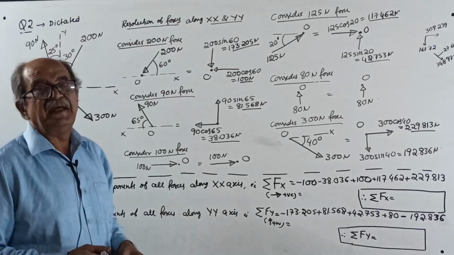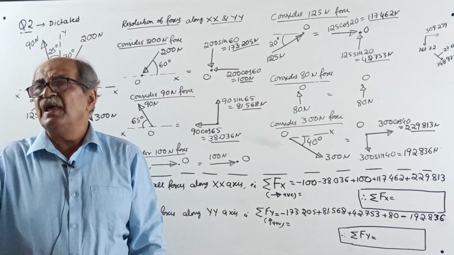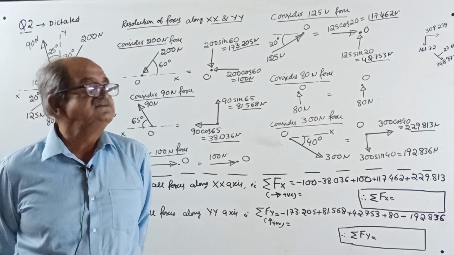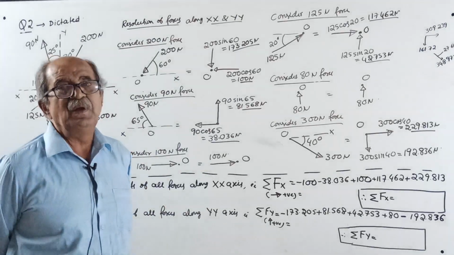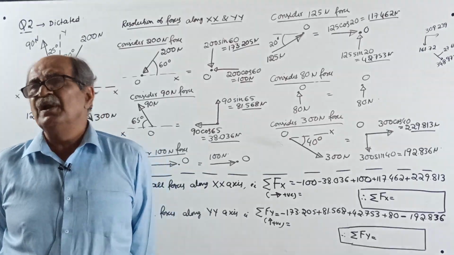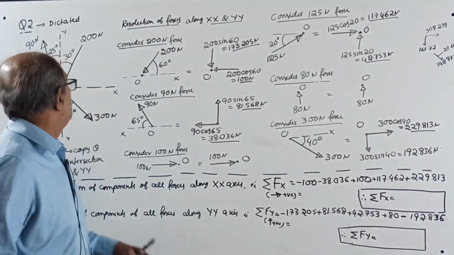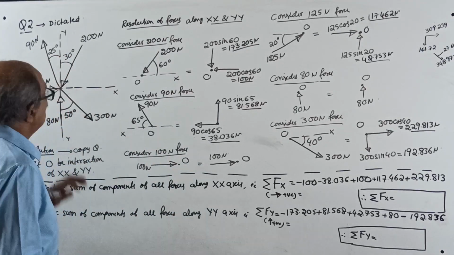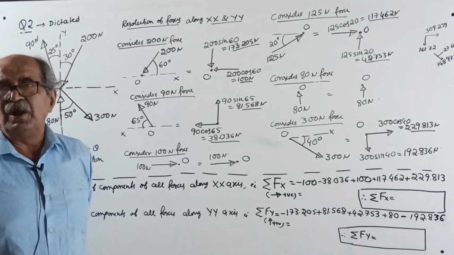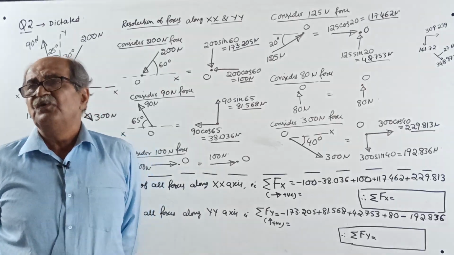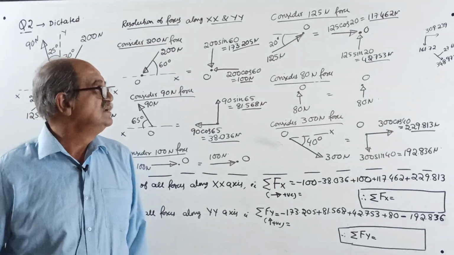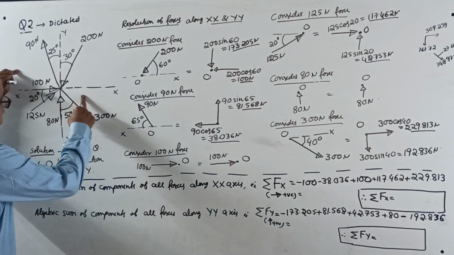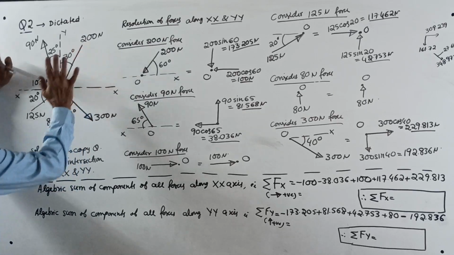Simple dictation. Last time I gave the question in words. This time it is a sketch. For the given concurrent force system, find the resultant completely. By looking only, you can make out all forces are passing through here. Copy the question first.